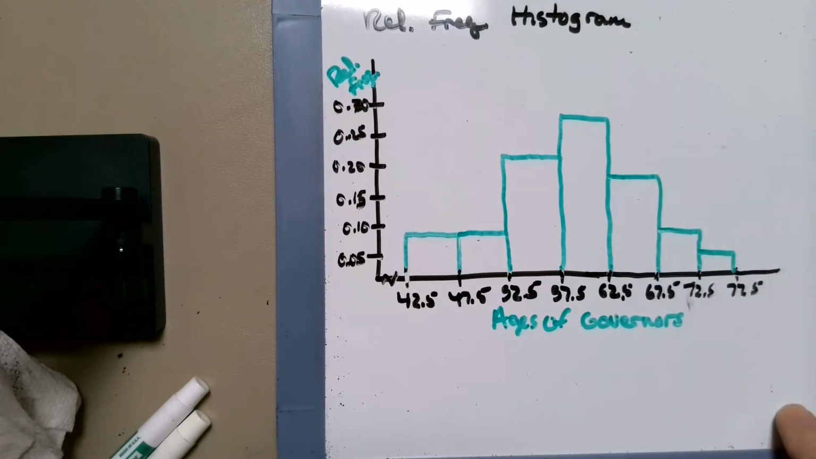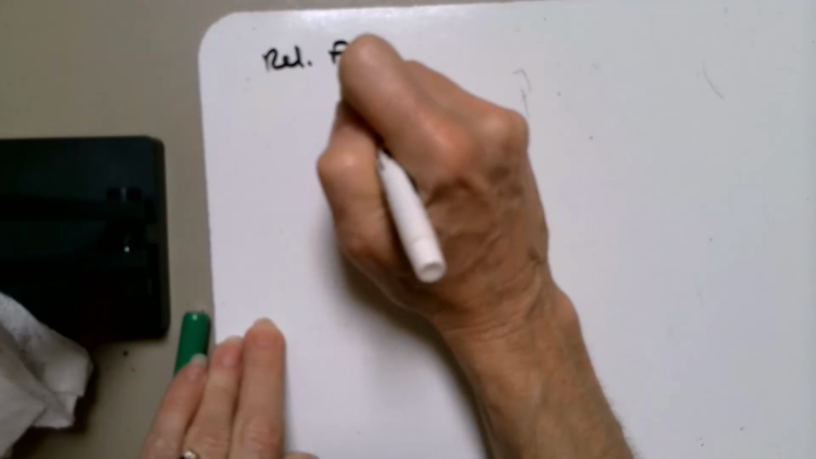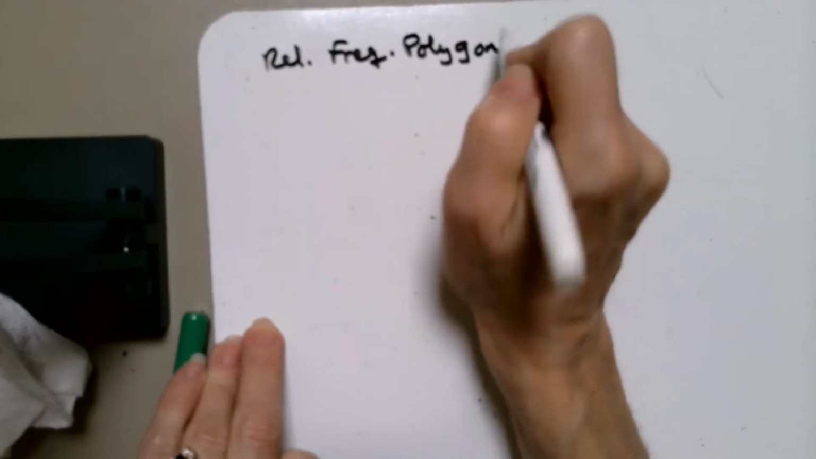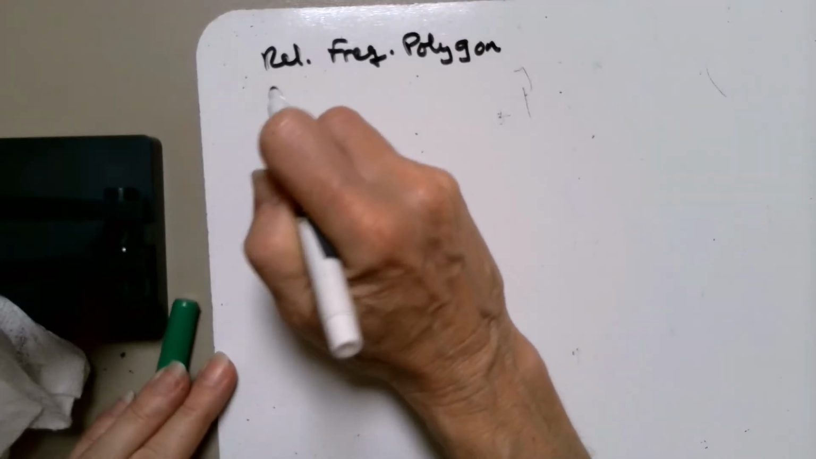So then, taking that same data, now we're going to do the other two graphs on the top of page 63. This first graph, by the way, was on page 62 at the bottom. We're going to make a relative frequency polygon next, and that's on the top of page 63.